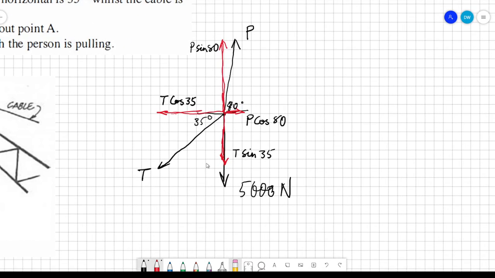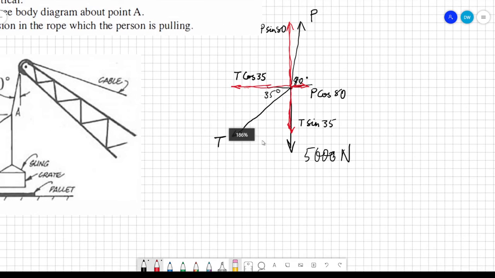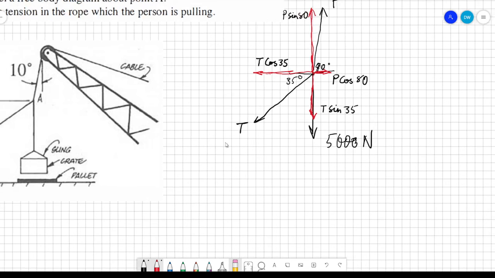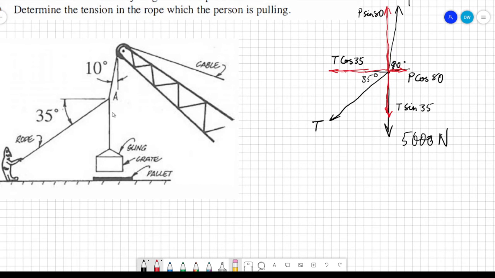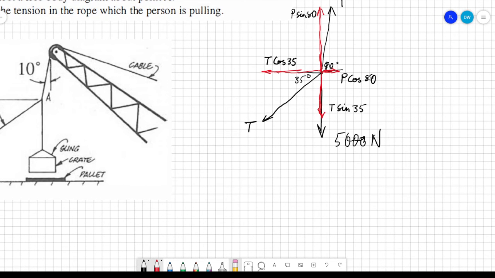Now, if the whole thing is in equilibrium in the horizontal direction, so it means that the system doesn't start moving left and right, then these two forces have to cancel out. So if all the horizontal forces in the x direction have to be 0, then T cosine 35 has to equal P cosine 80.